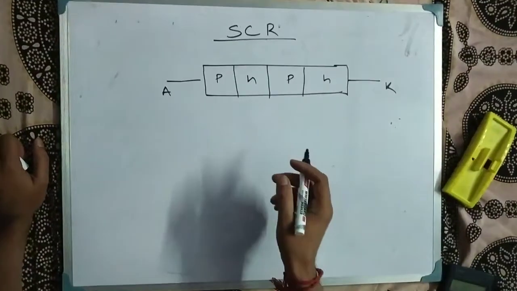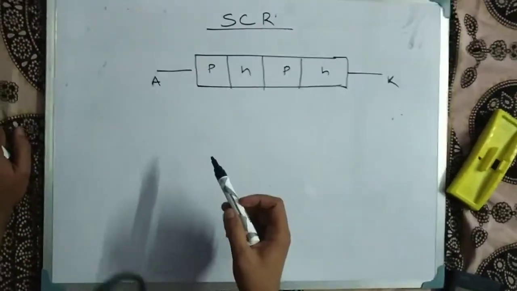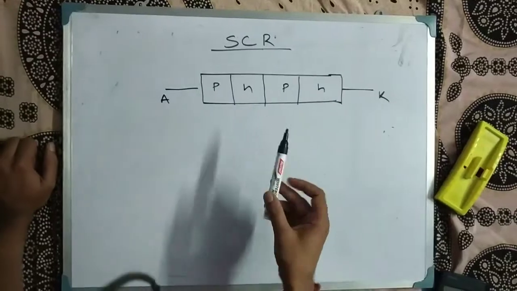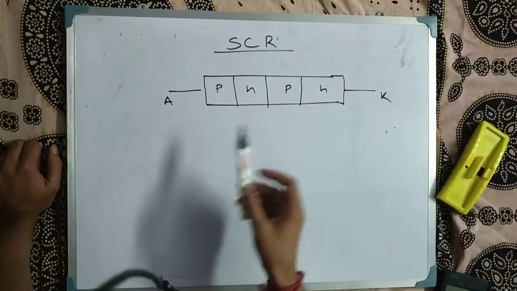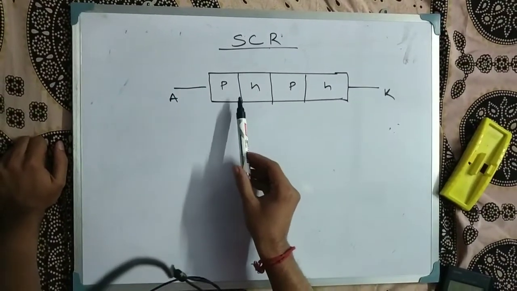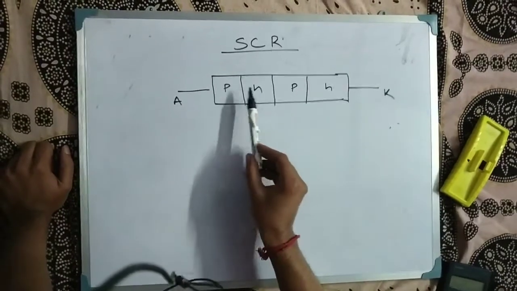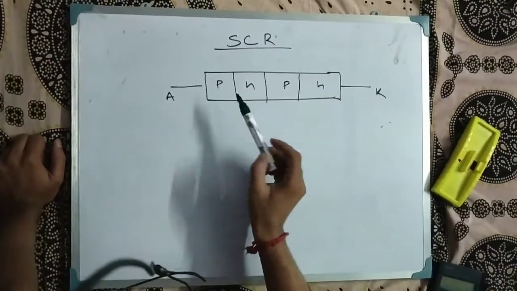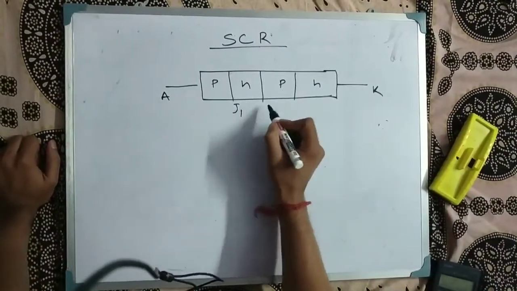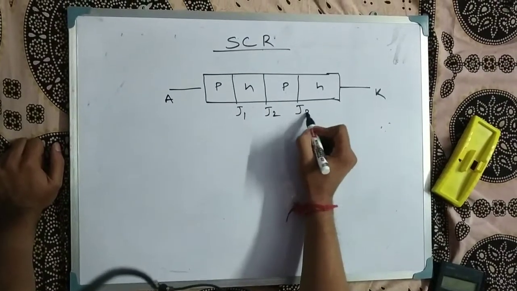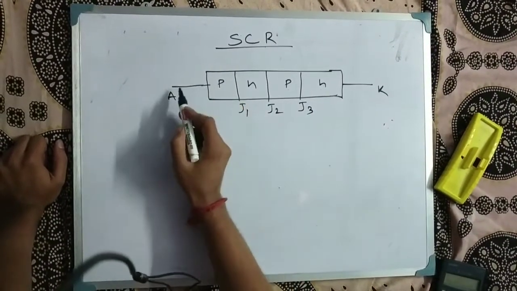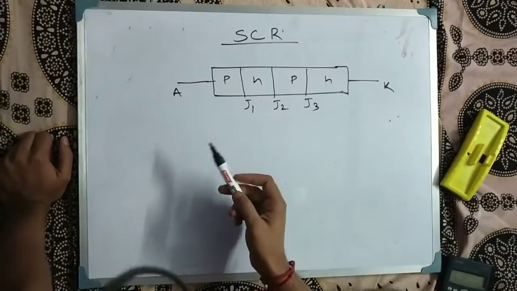Today's topic is SCR. SCR is a semiconductor device which has 4 layers. We can see here P and N layers and 3 junctions. This is J1, J2, this is J3, and here this is the anode, this is the cathode.